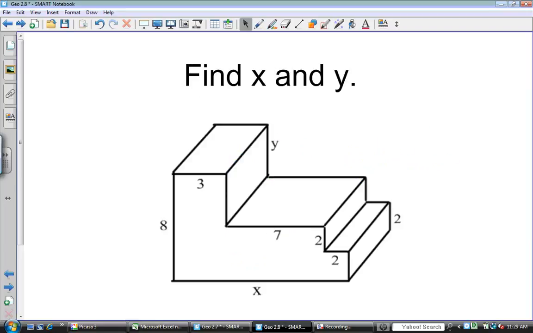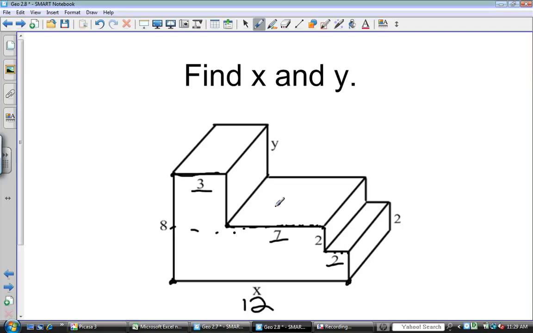Alright, now here's some three-dimensional math problems. Now we want to find, let's look for x first. We want to find the distance from this side all the way to this side. Well, we know from here to here is 3. We know from here to here is 7. So this whole distance we know is 10. And that distance is 2, so if we take 10 plus 2, that would be 12. Because 3 plus 7 plus 2 would equal this whole distance across.